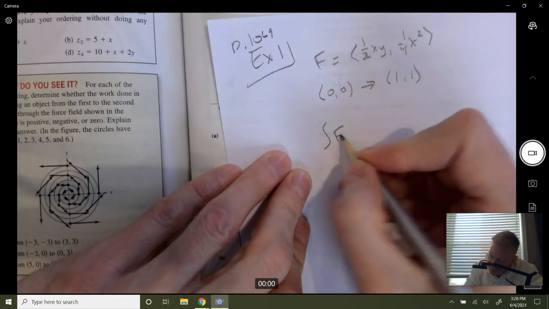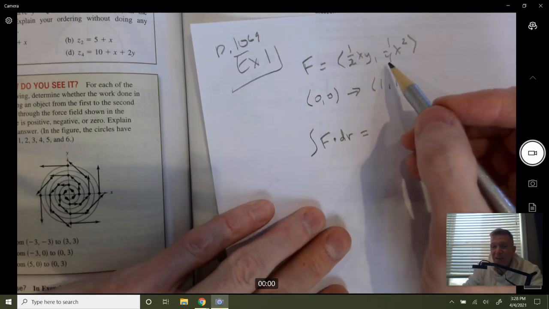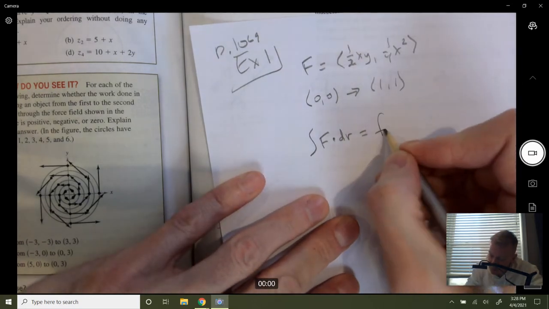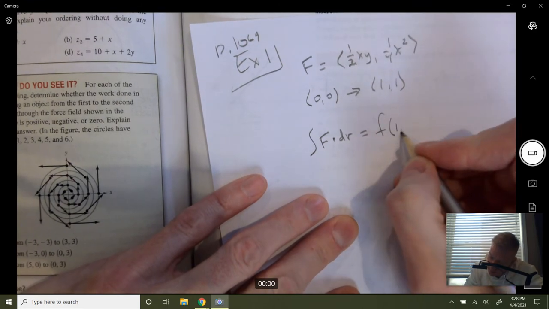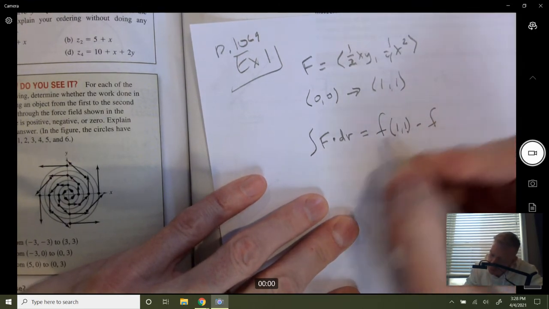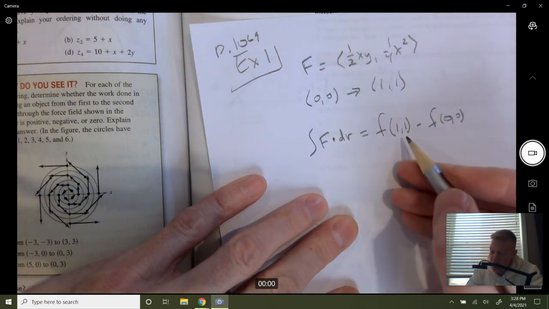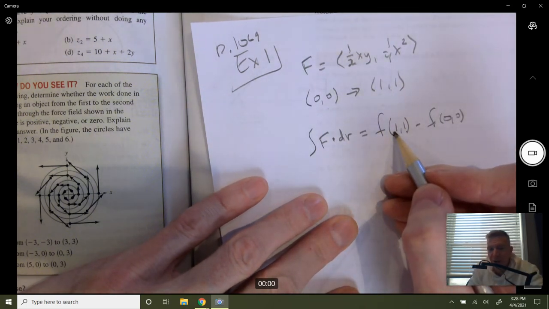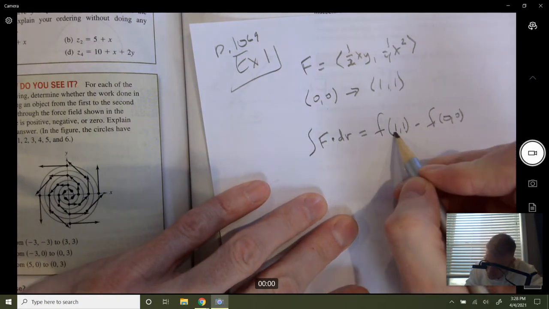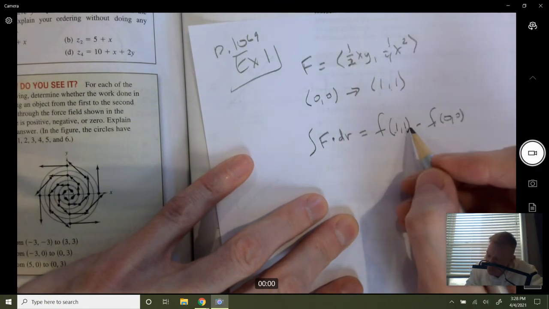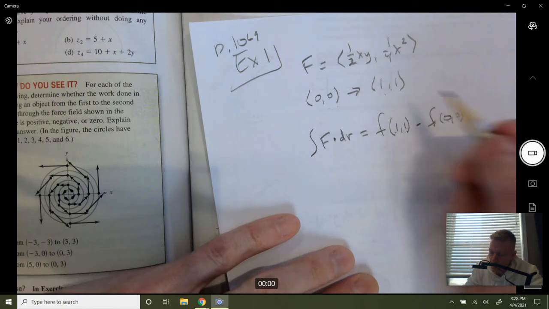The integral of f dotted with dr would be equal to, well, let's find our potential function, because this should be our potential function evaluated at 1, 1, the final point, minus our potential function evaluated at 0, 0. Now notice we don't have to call this x of a and x of b, y of b, and x of a, y of a, because we actually know the x and y coordinates.